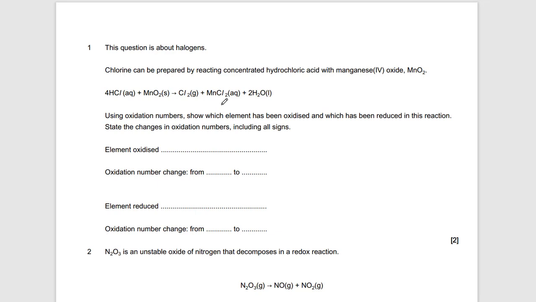I'll go through a quick question on that. So let's just jump right to it then. So again, you'll be given an equation like this. So hydrochloric acid, manganese oxide, which element is oxidized, which is reduced. So the key part of this really is just looking at the oxidation numbers. Okay, and remembering the rules that we assign to them.